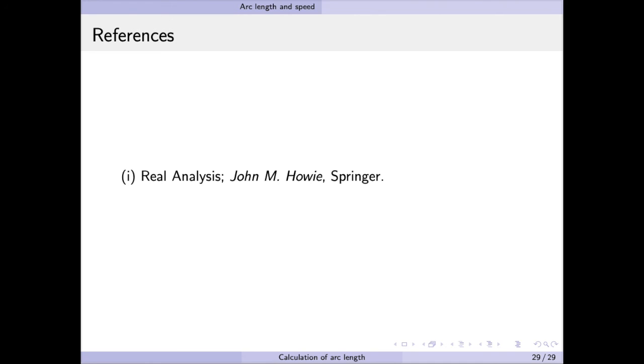A very good and useful resource that can be used as reference material on the content discussed in this video is the book on real analysis by John M. Howie. It's a Springer publication, and it gives some nice detailed examples of curves that are not rectifiable, which will help you understand what rectifiability actually means, and it'll help to give you a clearer picture of everything that has been discussed.